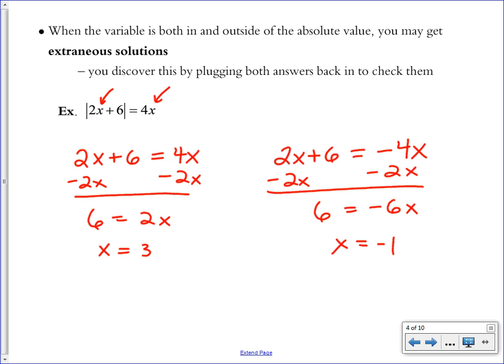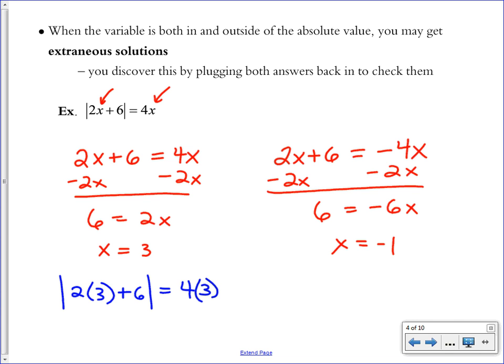So I'm going to plug both of these answers back into the original equation, the one with the absolute value symbols around it. Plug in a positive 3, which is the answer we got over here. You have to plug it in on the left and on the right because the x exists in both places. So let's finish simplifying this one.